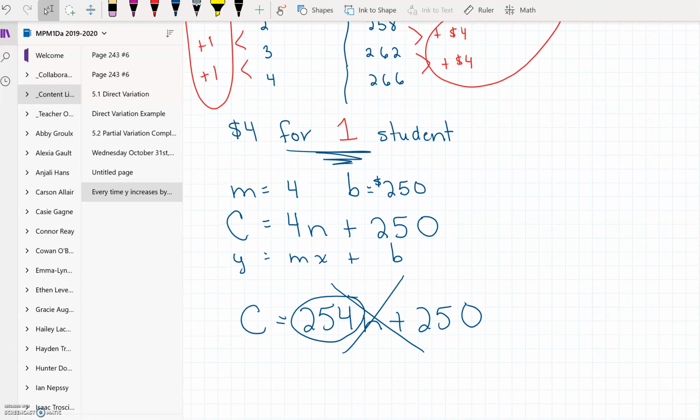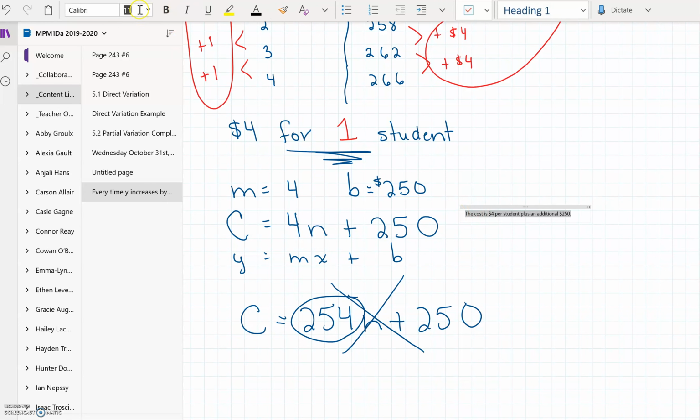I need you to realize that the cost is $4 per student plus an additional cost of $250. So I'm just going to write that on the side. The cost is $4 per student plus an additional $250. Okay, so that's the little sentence that describes the work that we just did in the equation. So if you're able to put it in words, most likely you'll get the equation correct. Okay? So that's what that means.